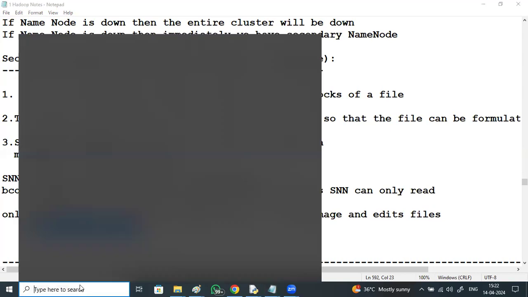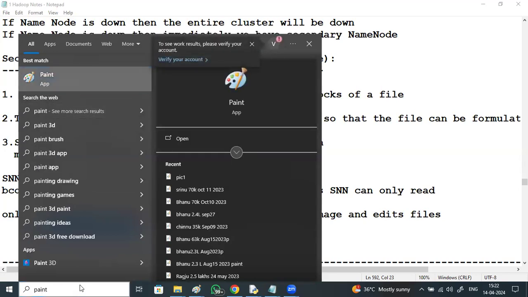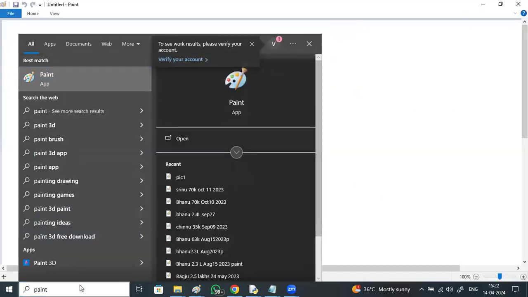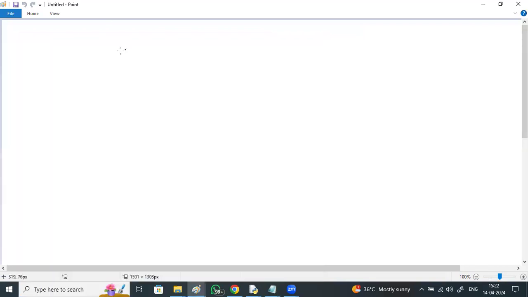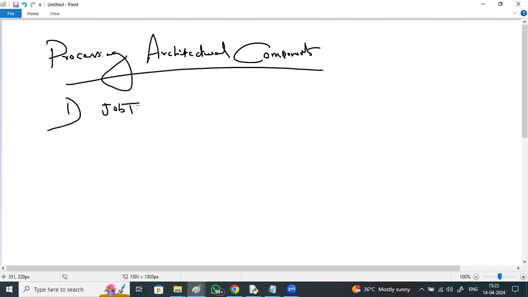And if I talk about the processing architecture, the architectural components, we have the job tracker and the task tracker.